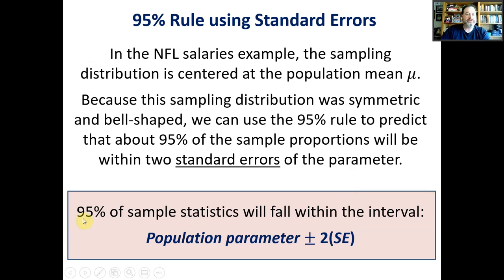So that means 95% of sample statistics will fall within the interval: population parameter, that's our center, plus or minus 2 times the standard error. So that is just an updated version of the 95% rule that we used in chapter 2.